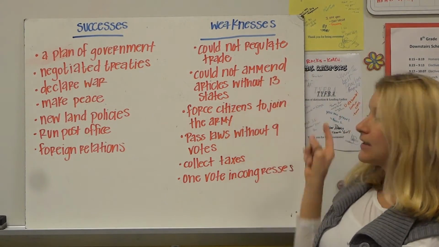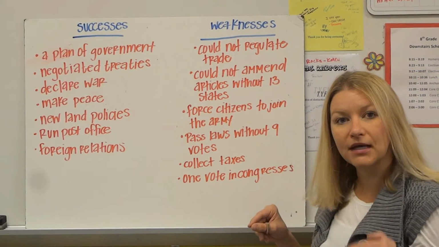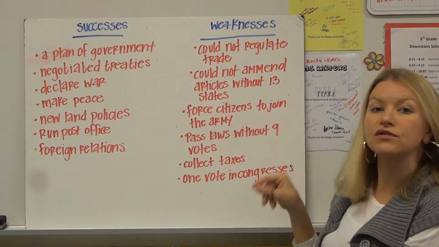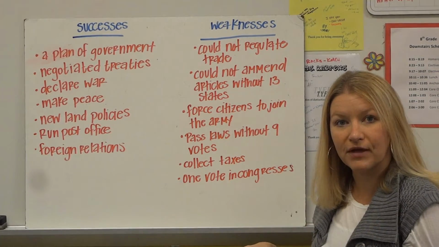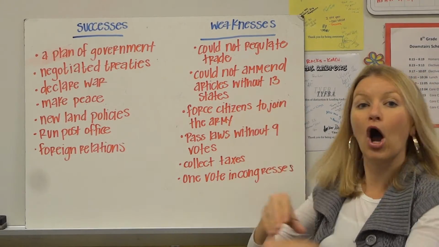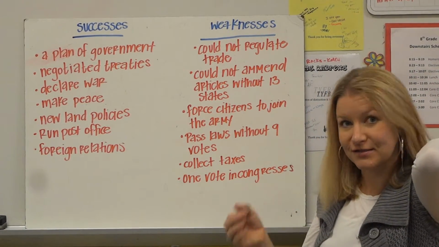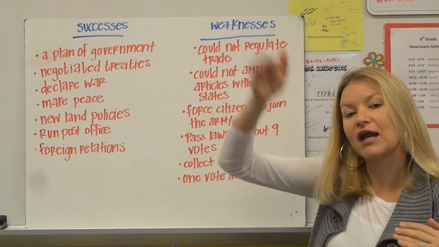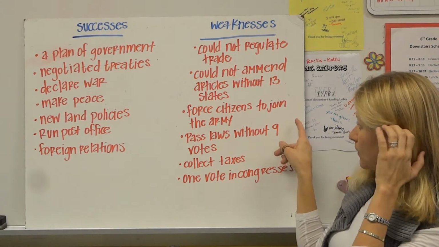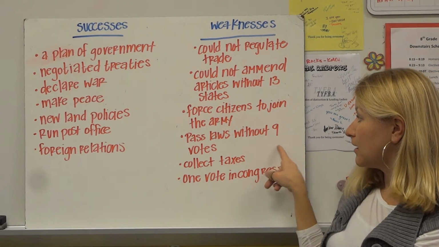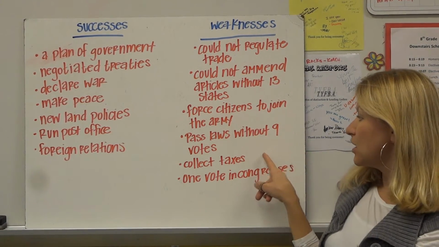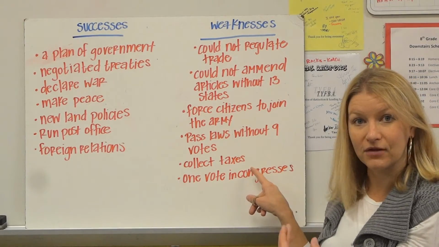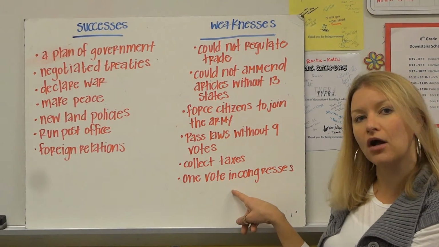Weaknesses: it could not regulate trade. So any goods that were coming in and out of the United States, the government was not allowed to regulate or control those. It could not amend the articles without all 13 states approving it. Guys, I don't think you understand how difficult that is, to get everybody to agree on something, okay? Especially when you've got 13 states spanning all the way from Georgia up into Maine. They're going to have different interests and different ideas. They could not force citizens to join the army. They could not pass laws without 9 votes. They could not collect taxes. That's a big deal. The federal government did not have any form of collecting taxes. And then there was only one vote in Congress per state.